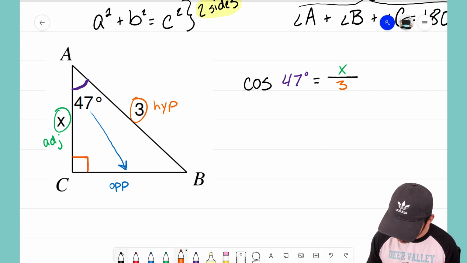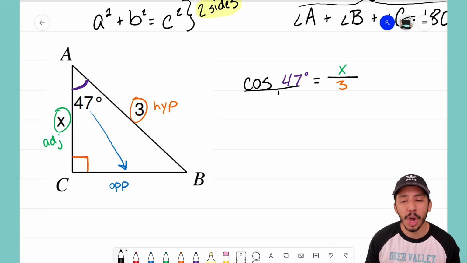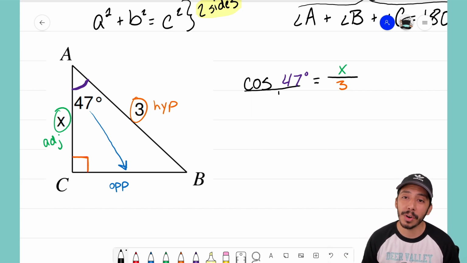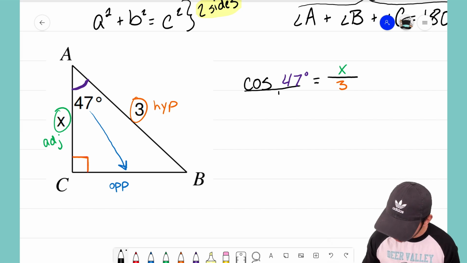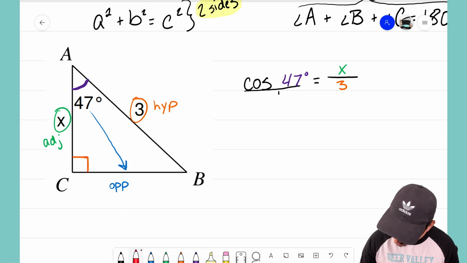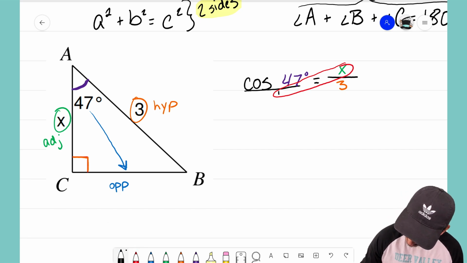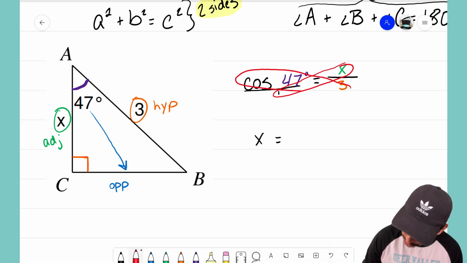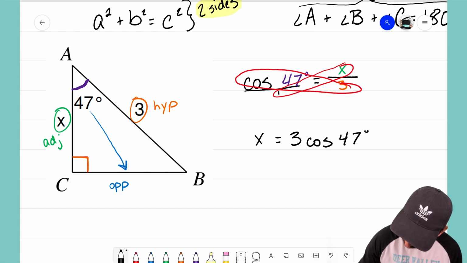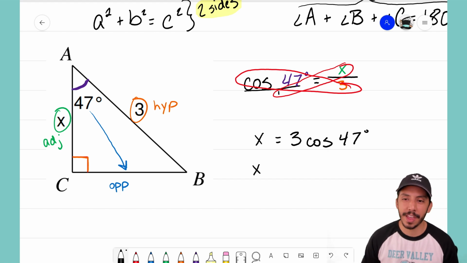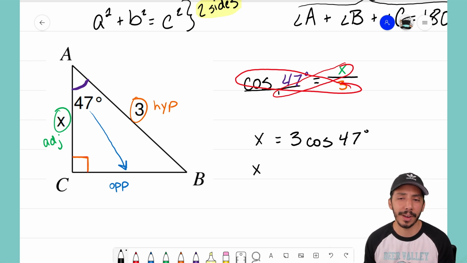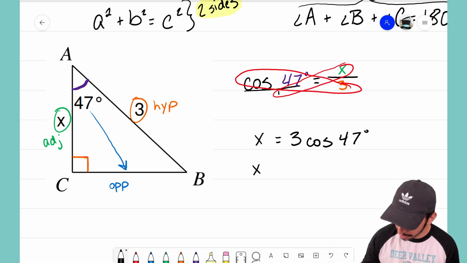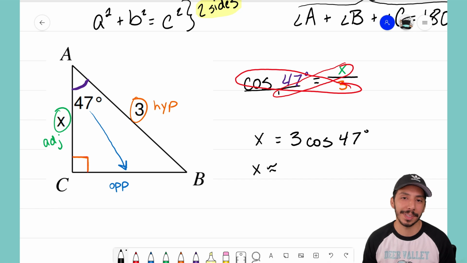Now remember, to solve at this point, we put the left side over 1, we cross multiply, and we want to solve and isolate for x. So when I cross multiply here, I will end up with x times 1. Well, x times 1 just creates x equals, cross multiply the other two parts, that will become 3 times cosine of 47 degrees. So I know that that right there is what I need to enter into my calculator. If I type in 3 times cosine of 47 degrees, I'll be able to determine what x is approximately.